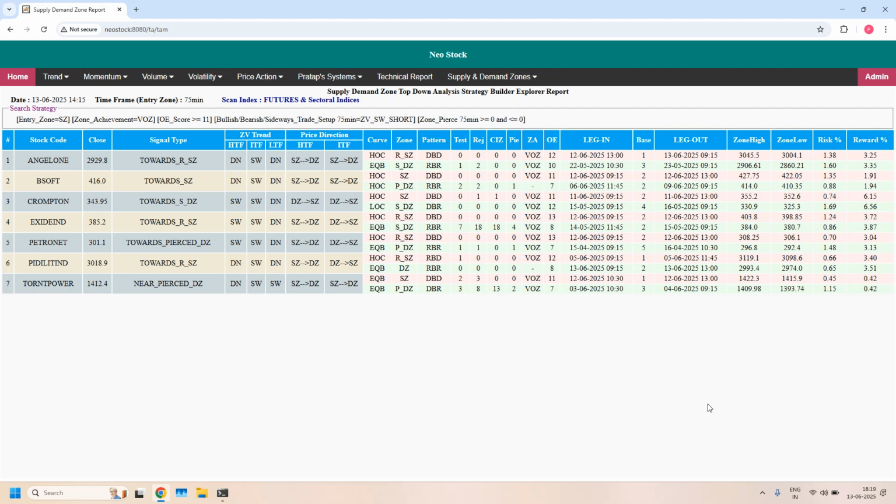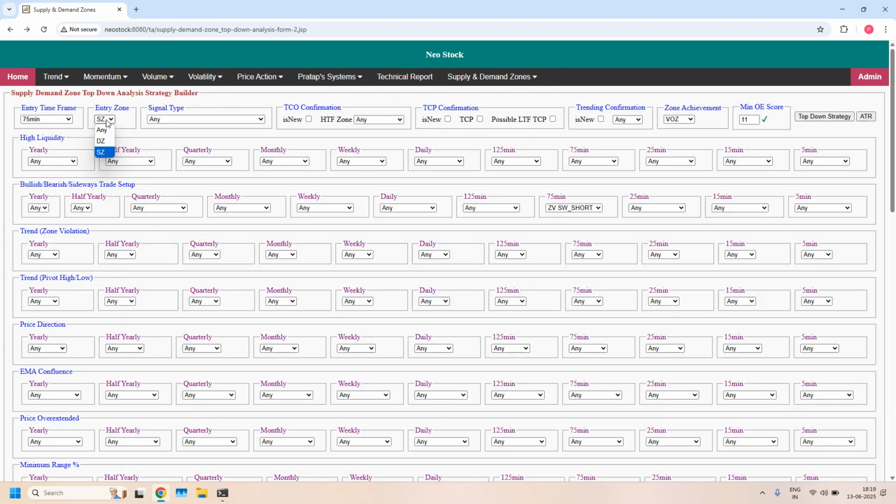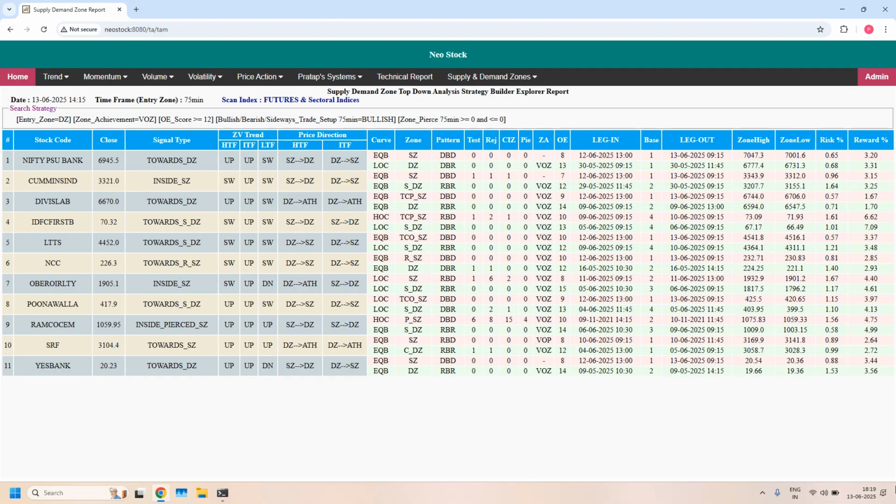Next up, the bullish trade setup for the weekly income trade. The changes are the 75 minutes demand zone. Here it is bullish and also the minimum odd enhancer score should be 12. Now all the 3 filters are applied to the 75 minutes demand zone. We got 11 stocks supporting the bullish trade setup for the weekly income trade, and entry time frame zones are 75 minutes demand zones. So 11 stocks we got.